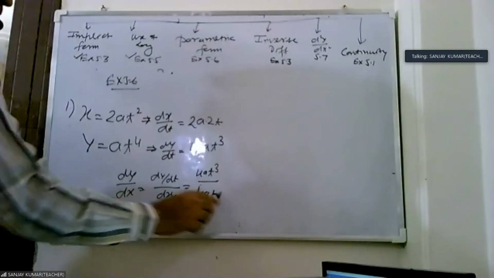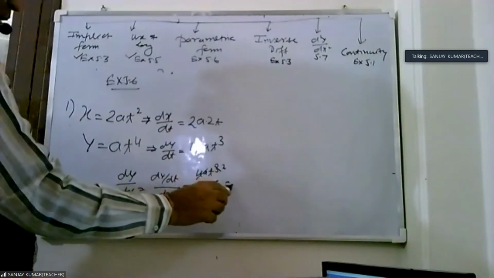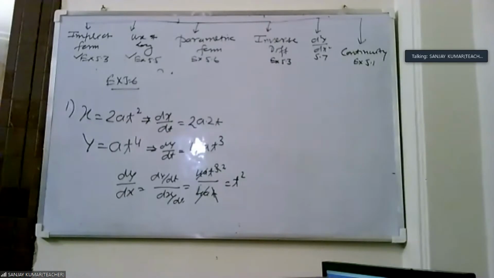4at: the 4a cancels with 4a and t cancels, then the answer is t square. See again, we find dx by dt, where t square is treated like x square, so the derivative of t square is 2x. The same thing applies with 4at cube. Then we divide both. Now take another question.